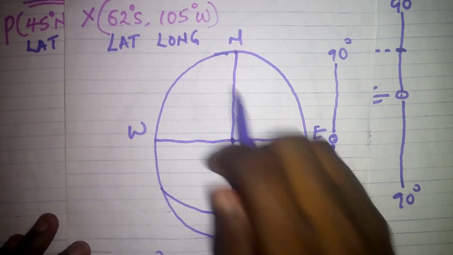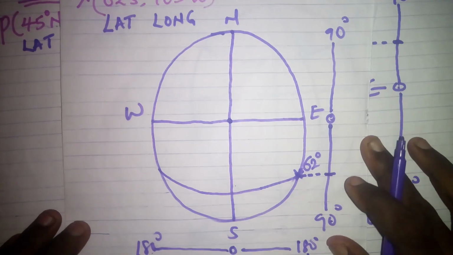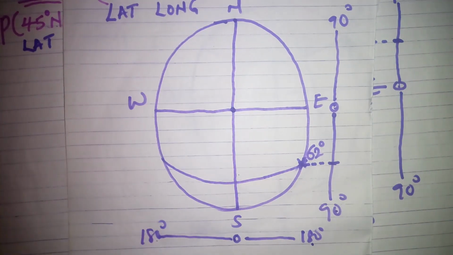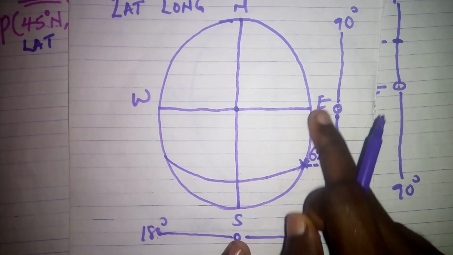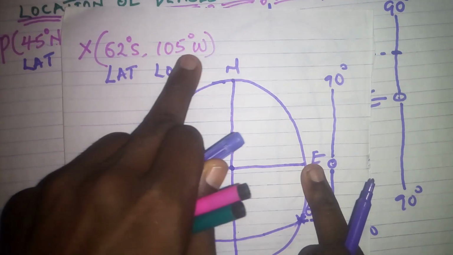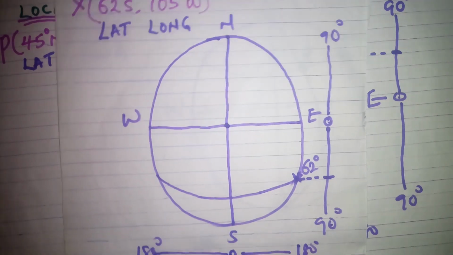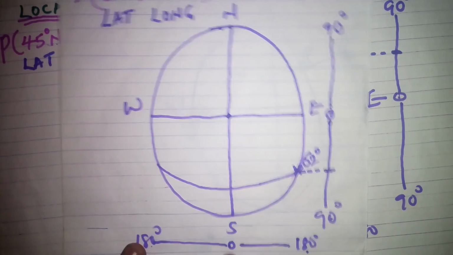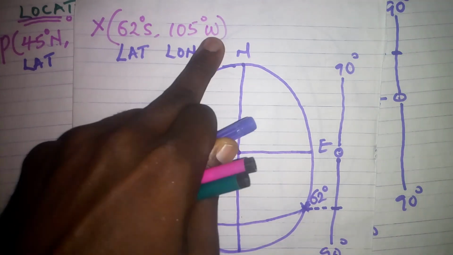But this one is 105 degrees west. That means I'm going to use this 0 to 180 since it's on the western part. I'm not using this one. This one is due east. If it was 105 degrees east, I would have used this 0 to 180 here to find my point. But I'm using this 0 to 180 since it is due west, as the question has stated.